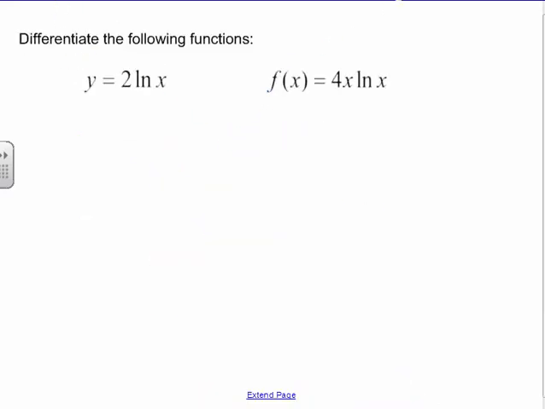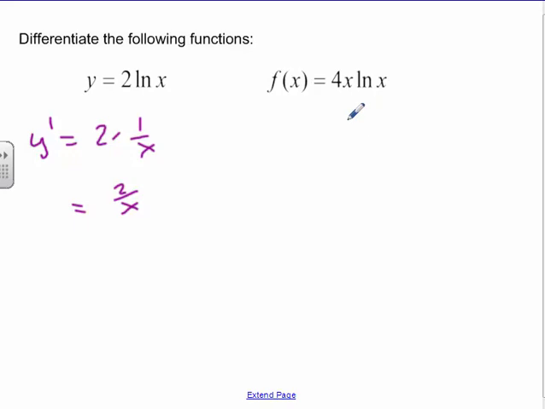So let's try this one here. How do we find the derivative here? Well, the derivative of ln is 1 over x. So really this is 2 times 1 over x, which gives you 2 over x.